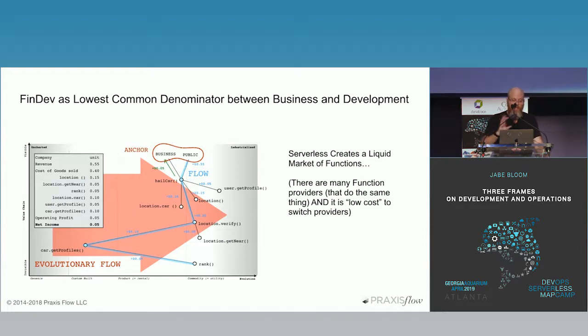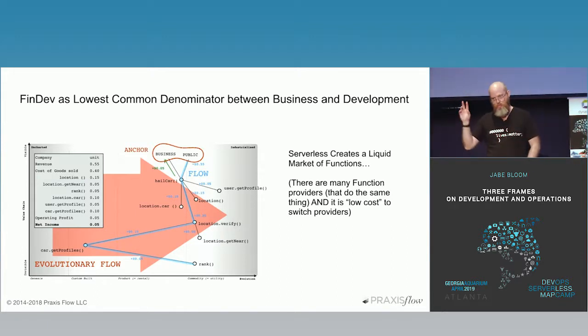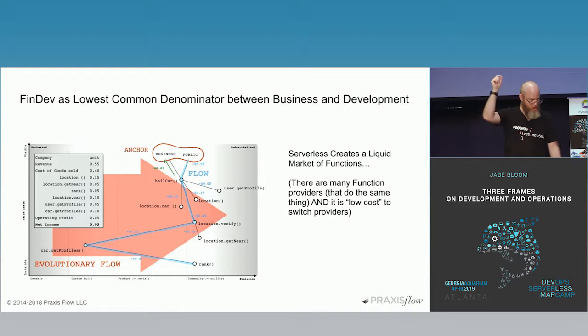I think that one of the things about serverless is also that FinDev is a lowest common denominator discussion between business and development. And what I mean by that is that, very interestingly, all the people who you work for talk about how much stuff costs. That's what they do, right? And one of the things that utility compute and serverless does is allow you to have a conversation where you know how much what you are doing costs. So now you actually can have a conversation across the tiers of the organization using a common denominator.